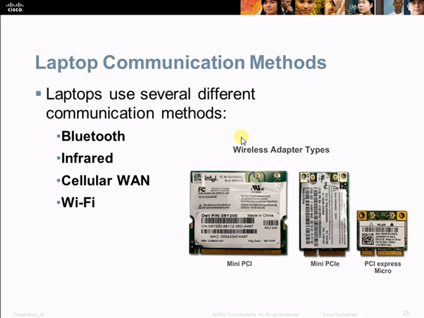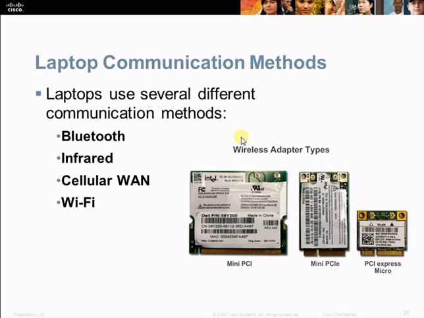So what are some of our laptop communications methods? Remember, we want our laptops to not have a whole bunch of wires connected to them. So first one is Bluetooth, then there's infrared and cellular WAN and Wi-Fi. Bluetooth is a short-range wireless network, and it allows us to connect keyboards and our mice and other devices, even printers, so you don't have wires getting in the way.